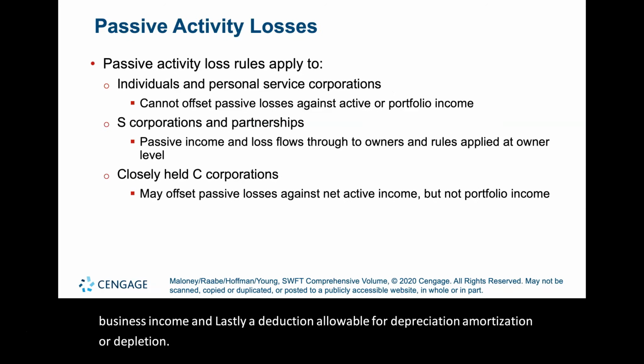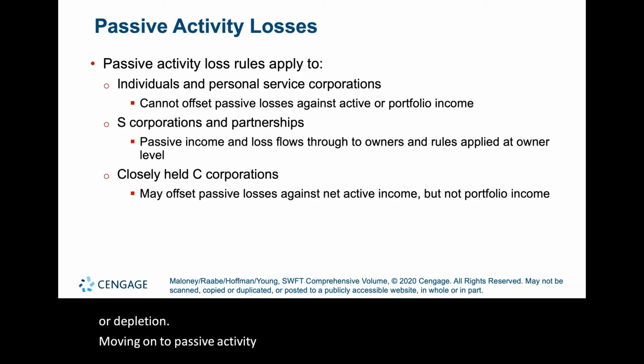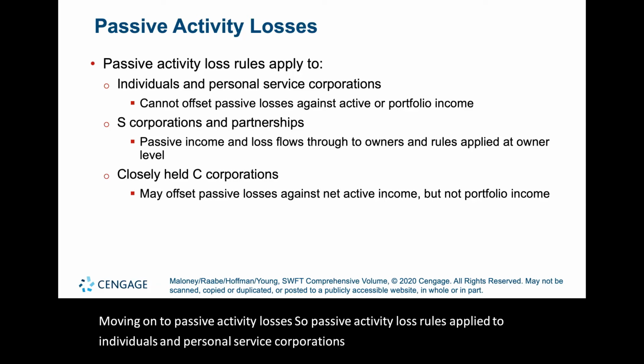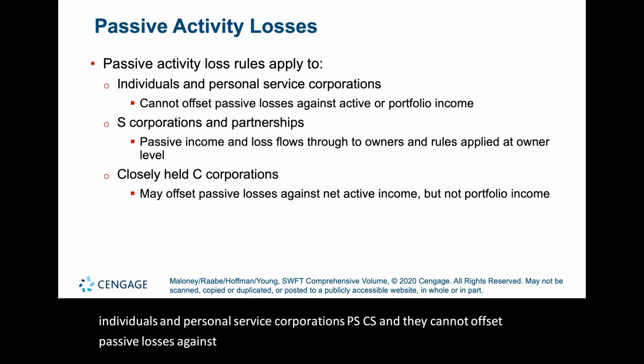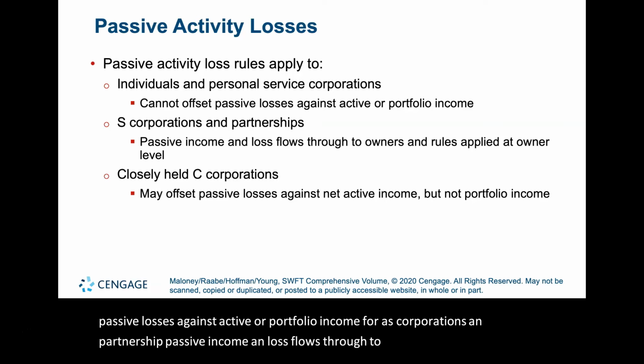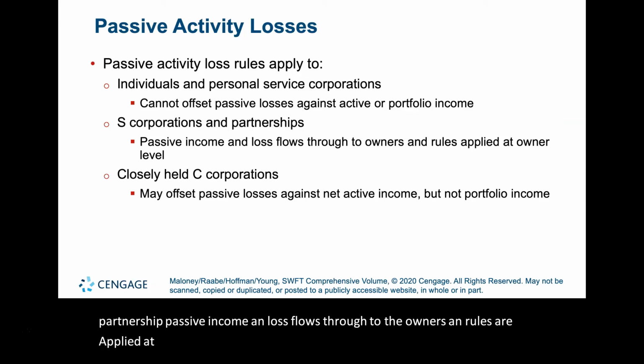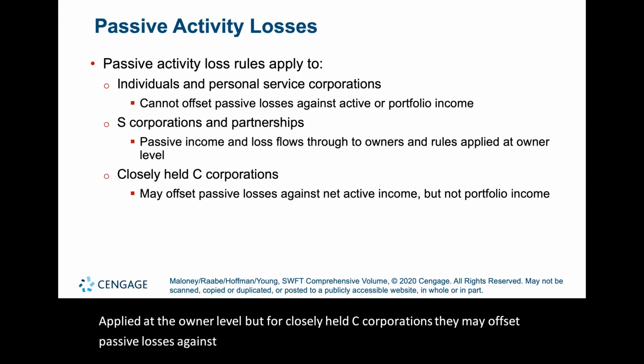Moving on to passive activity losses. So passive activity loss rules apply to individuals and personal service corporations, PSCs, and they cannot offset passive losses against active or portfolio income. For S corporations and partnerships, passive income and loss flows through to the owners and rules are applied at the owner level. But for closely held C corporations, they may offset passive losses against net active income, but not portfolio income.